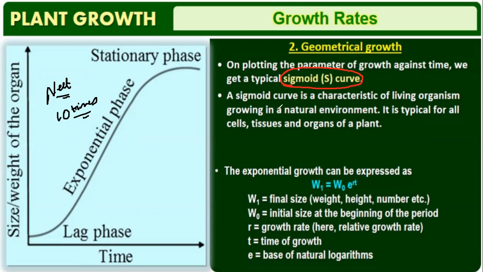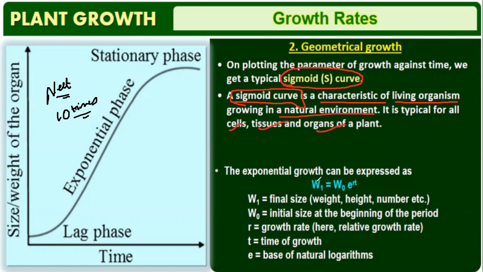Okay. So a sigmoid curve, what is the importance of a sigmoid curve? A sigmoid curve is a characteristic of a living organism growing in a natural environment, and it is typical for all cells, tissues, and organs of the plant.